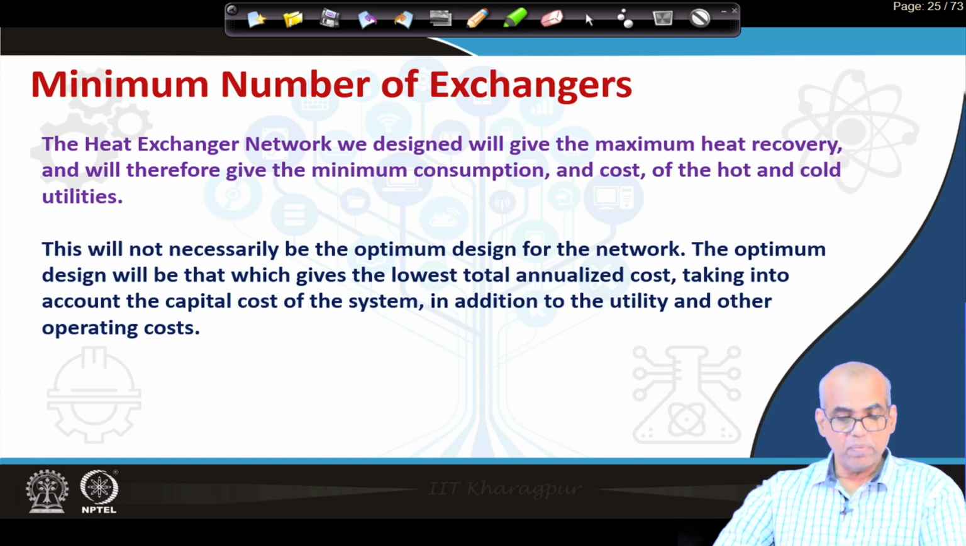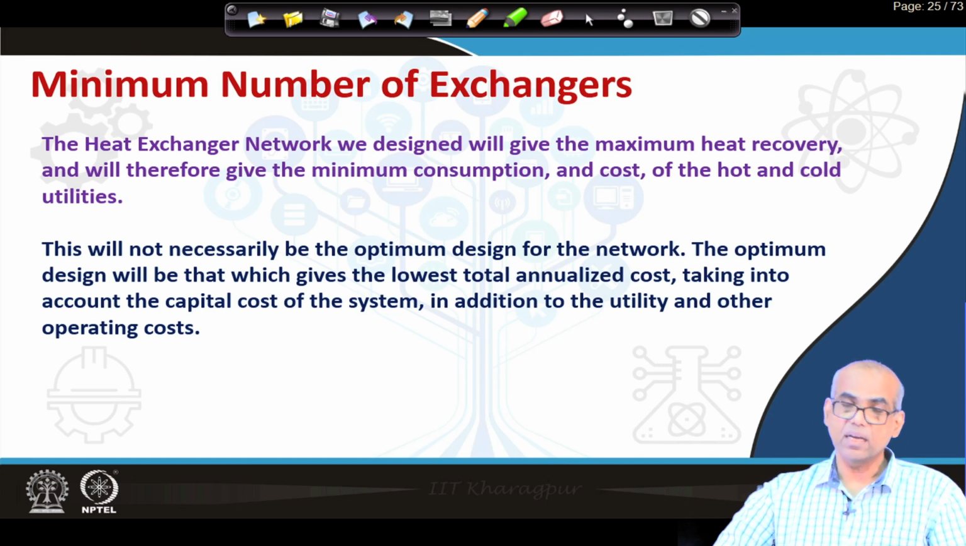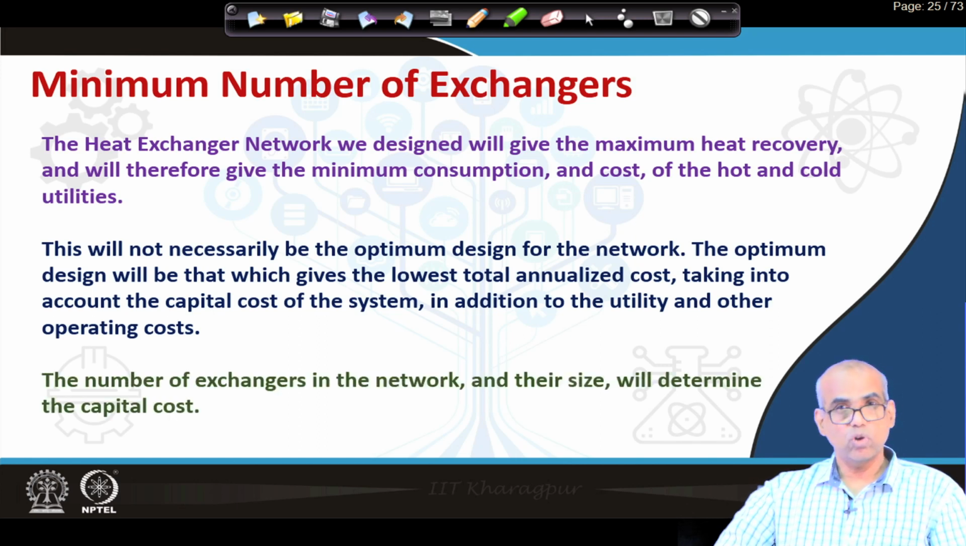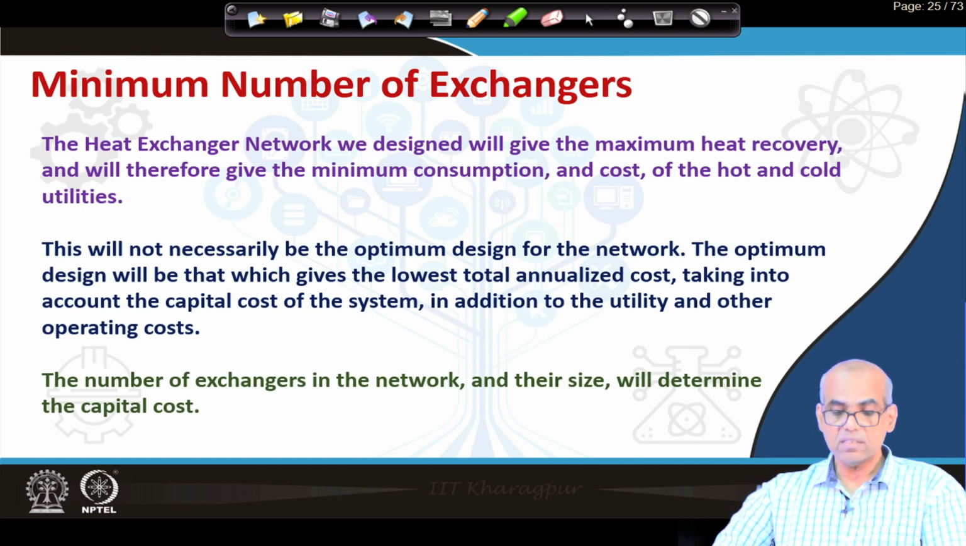So, the optimum design will be that which gives the lowest total annualized cost, taking into account the capital cost of the system in addition to the utility and other operating cost. So, the number of exchangers in the network and the sizes of the exchangers will determine the capital cost, and when you want to find out the optimum heat exchanger network, we must take into account the capital cost of the exchanger as well as the operating cost and utility cost.